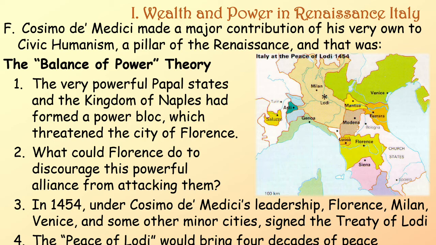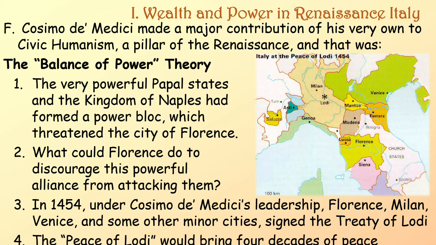Cosimo de' Medici made a major contribution of his very own to civic humanism, which was a pillar of the Renaissance, and that was this balance of power theory. You've probably heard of it. The very powerful papal states in Italy had formed a power block which threatened the city of Florence, the papal states and Naples. And so what could Florence do to discourage this powerful alliance between the papal states and Naples from attacking them? Well, here's what they did.